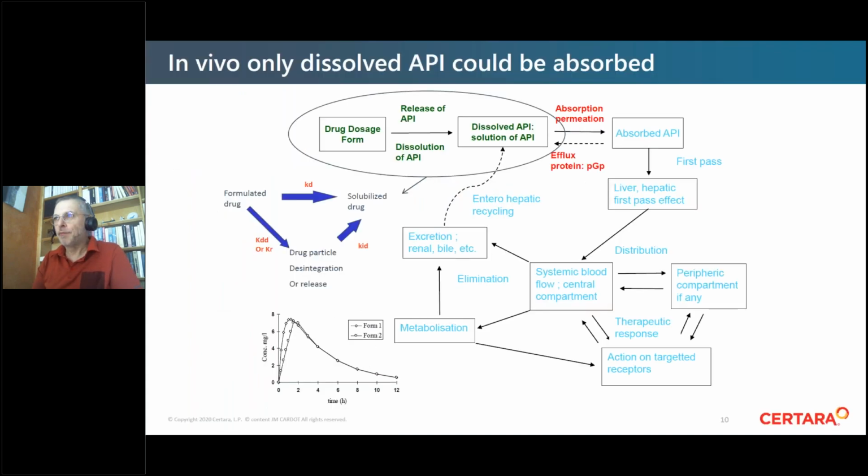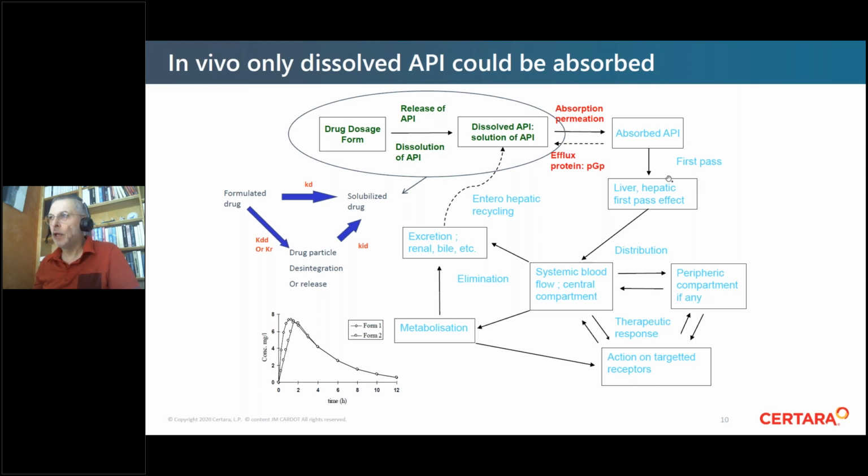To simplify it, when you have the plasma concentration here in the middle of the screen, what we can see is those plasma concentrations are going to depend on something which is here in green and then here in red. First of all, you need to release the drug from the drug dosage form and to dissolve the API. When you have released the API and dissolved the API, you have formed a solution. And only this solution can be absorbed and go through the membrane.